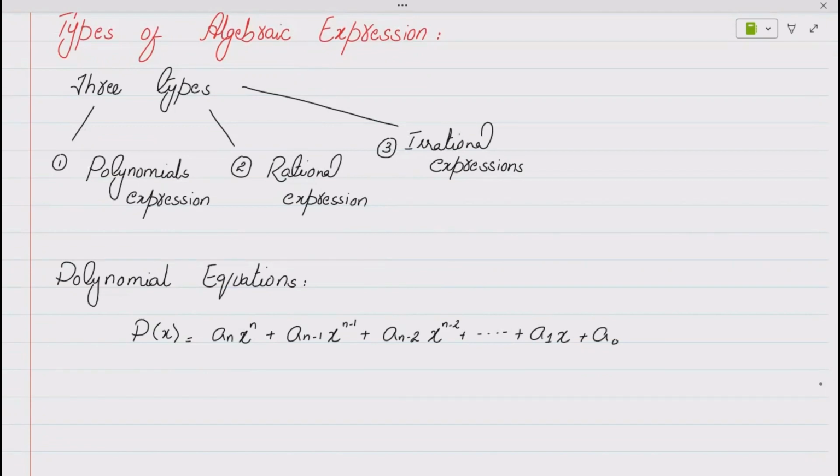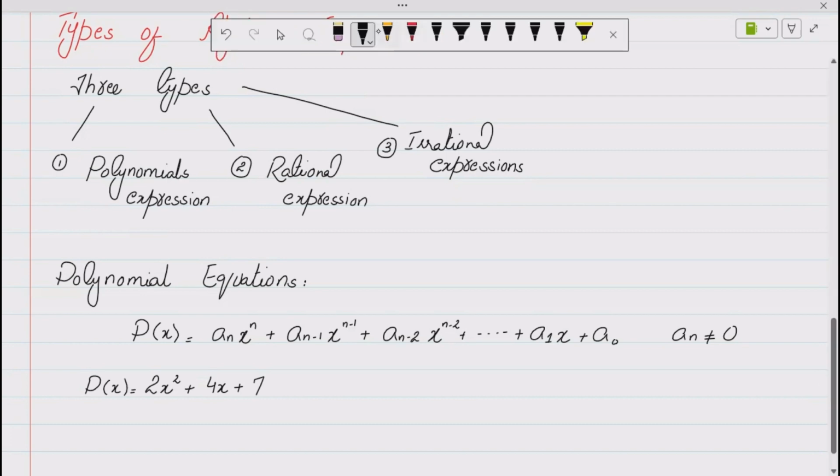Okay, so this is the general form of a polynomial, and here you can say that a_n is not equal to 0. So what is meant by this expression? This is the general form of a polynomial, right? And as an example, you can see 2x square plus 4x plus 7. So this is a polynomial, right? This expression is a polynomial expression. I wrote it incorrectly as an equation; this is not an equation, this is an expression.